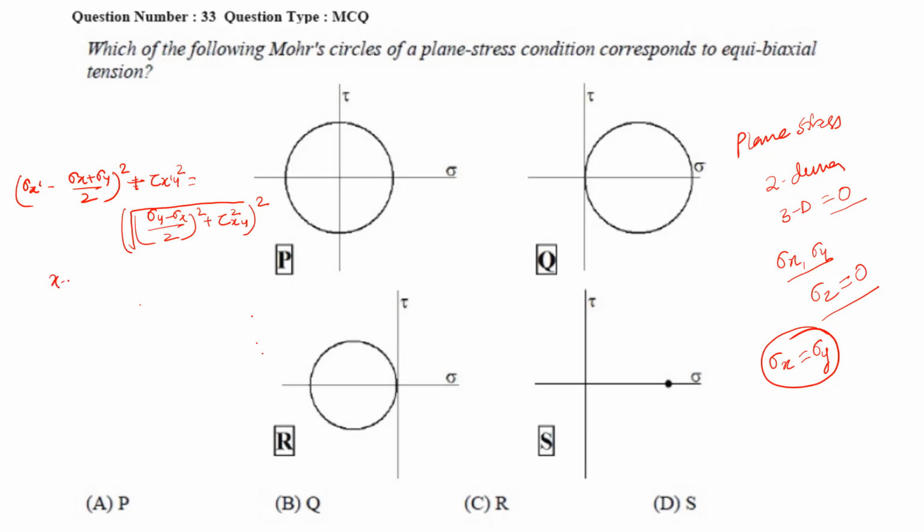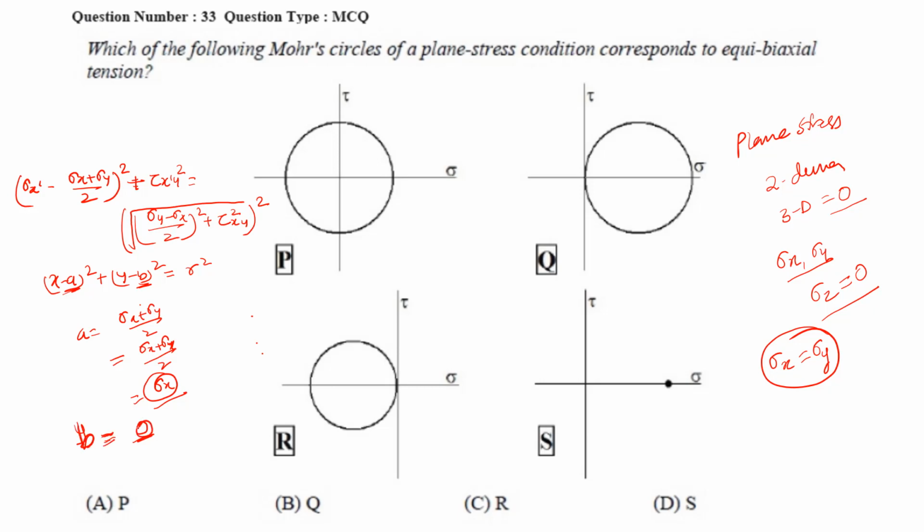So if you compare this with the equation of a circle, to find the center on the x-axis, A will be sigma x plus sigma y by 2. Here sigma x and sigma y are equal, so that means there will be some value, that is sigma x. The y coordinate will be 0, so B is 0.